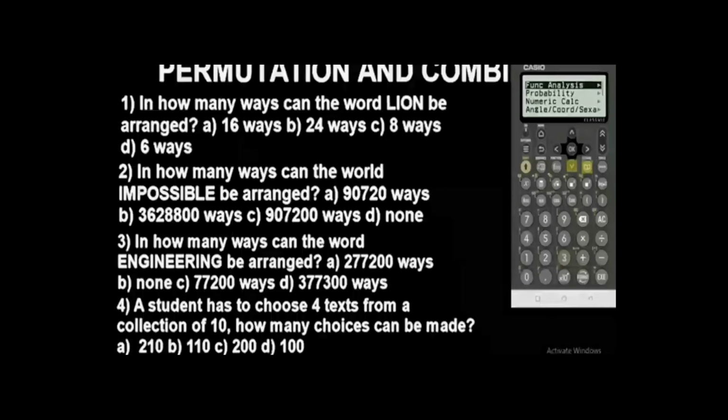Times the letter G is appearing 2 times, times 2 factorial. Alright, times the letter I is appearing 2 times. Alright, times 2 again, 2 factorial.